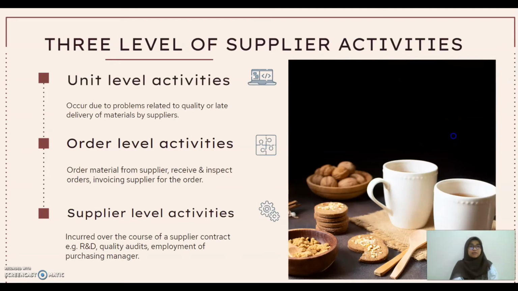Moving to the next slide. There are three levels of supplier activities. First is unit level activities, which occur due to problems related to quality or late delivery of materials by suppliers. Secondly, order level activities: order material from the supplier, and receive and inspect orders, invoicing the supplier for the order. And lastly, supplier level activities incurred over the course of a supplier contract, for example, R&D, quality audits, and employment of a purchasing manager.